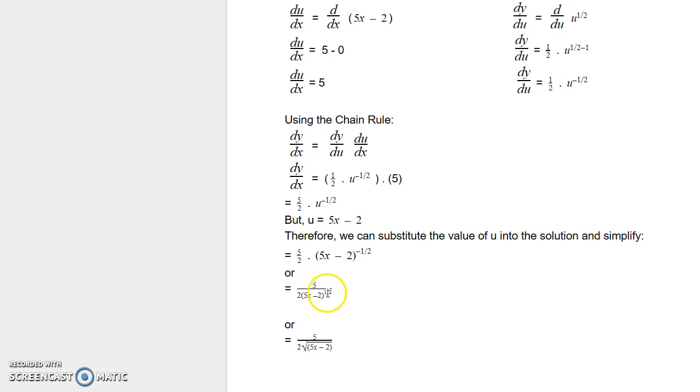We can express an exponent as a radical term, and that's what we have expressed here: 5 over 2 times the square root of 5x minus 2. Expressing it in these two different ways is correct. Either we can leave it as an exponent, or we can write it out as a radical term. Both ways of expressing the answer are correct. So this is the way we want to use the chain rule to solve complex problems.